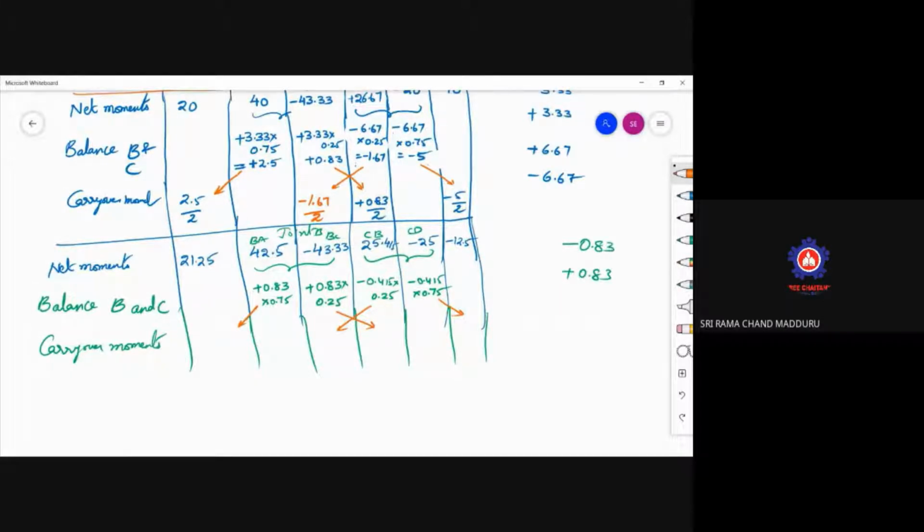Plus 0.83 into 0.75. What is the value here? Plus 0.83 into 0.75, that is 0.625. So this is 0.83 into 0.25. I can write down this as 0.62, and the next value will be 0.21. This is 0.21. So in the coming way, 0.415 into 0.25.